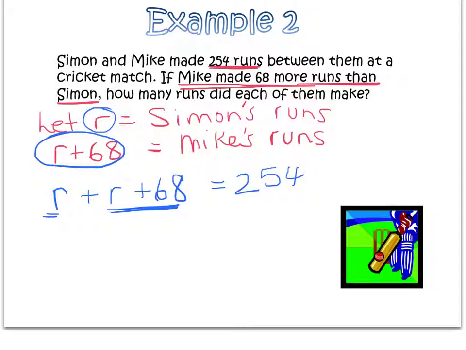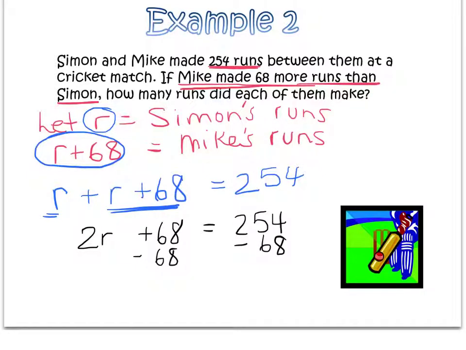So first thing we want to do probably is to collect like terms. So r plus r gives me 2r plus 68 equals 254. Now I want to solve for r, so I want to subtract 68 from both sides. That gives me 2r is equal to 254 take away 68, which is 186.